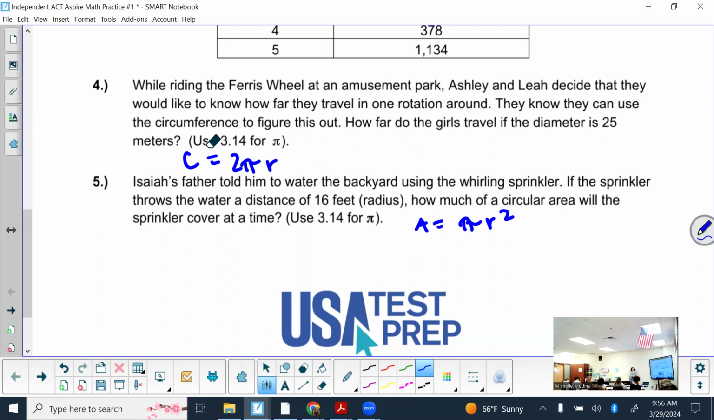They specified that they want you to use 3.14 for pi. So if they say that, do that. I know you have a pi button on your calculator, but it'll mess up the rounding if you don't follow directions. If they say use this for pi, then use it. Otherwise, use the pi button on your calculator. And then radius means what?